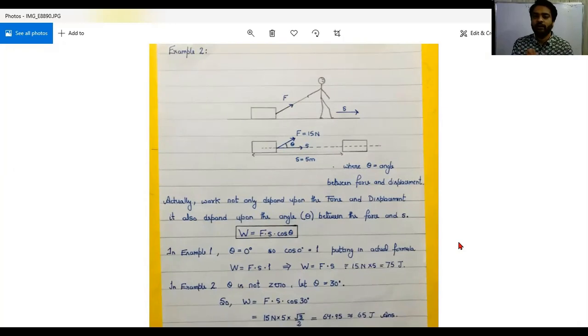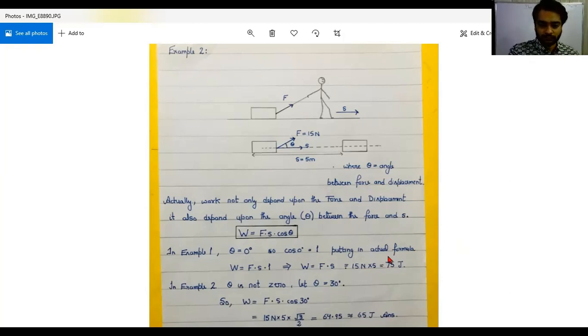So work not only depends upon the force and displacement, but it also depends upon the angle between force and displacement. So we have to deal with this formula: work done is equal to Fs cos theta. There are three things now: force, displacement, and because force and displacement are vector quantities, we have to consider the direction also. So for that direction, we need the angle theta. So the formula is Fs cos theta. Okay, we are revising this thing. Chalo. So can we do question number 1 with the help of this example also? Yes, we can do. How?